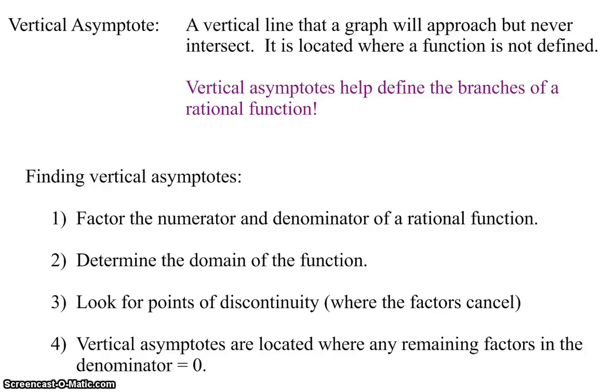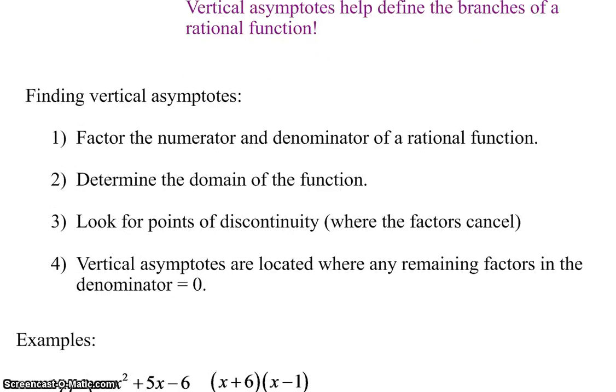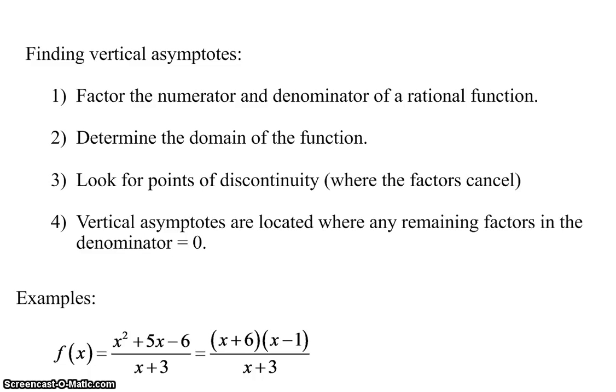I've talked about a vertical asymptote, but we haven't defined it. A vertical asymptote is a vertical line that a graph will approach, but it will never intersect. It is located where a function is not defined, and the vertical asymptotes help you graph the branches of the function. On your calculators, that's what I call the Etch-a-Sketch effect on the older calculators, where it looks like there's a vertical line in it.